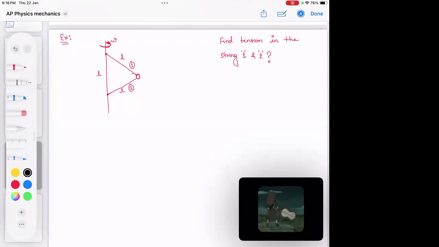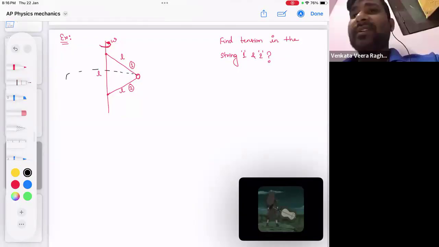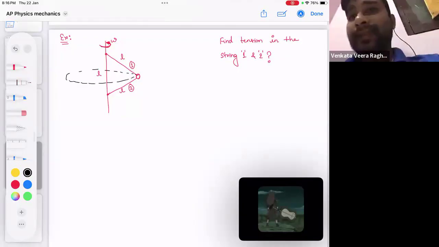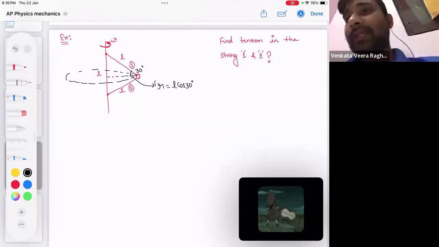Okay, can you tell me what will be the radius of the circular path of this particle? Right? Because when you are going to write mv square, you will need the radius, and all these three angles are 60. So this angle is how much? 30. So radius will become L cos 30. So please solve it and tell me how much this is coming.